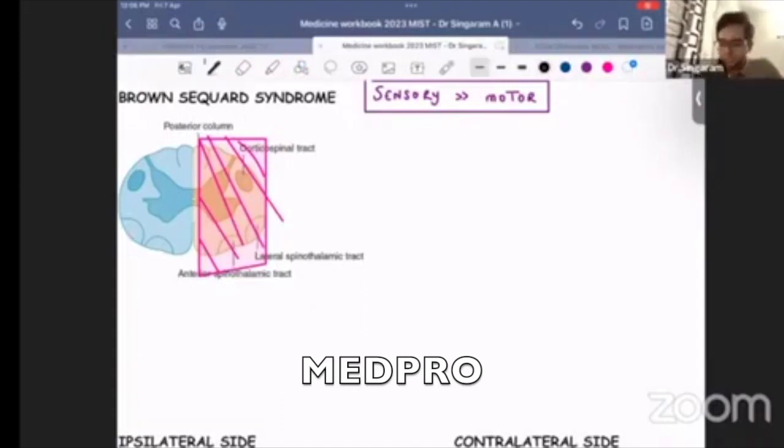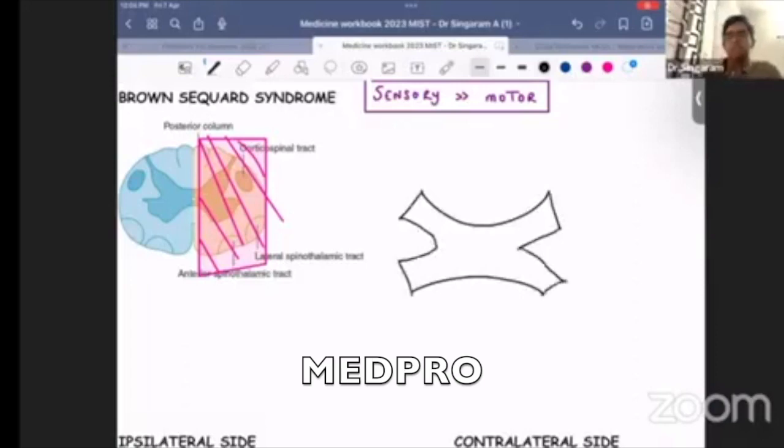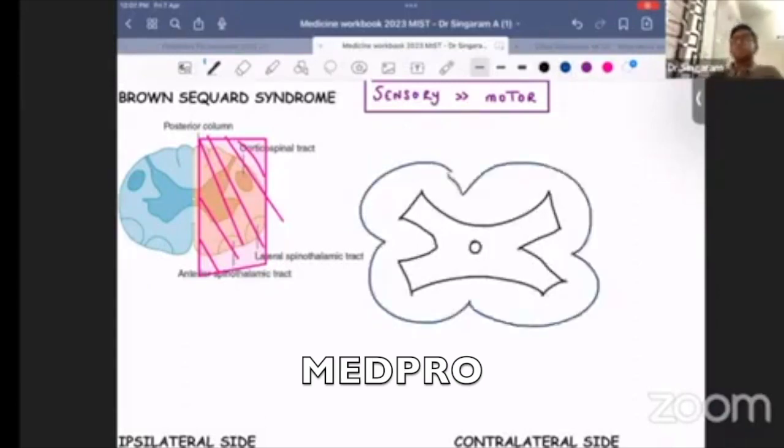Right. So suppose I draw the spinal cord like this, the same picture which I have put up, the same spinal cord. Okay, so this is what I'm drawing. Now tell me, what are the tracts in the spinal cord? We have the ascending tracts as well as the descending tracts.